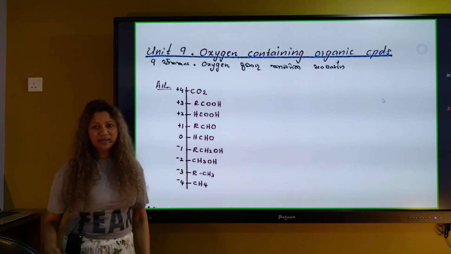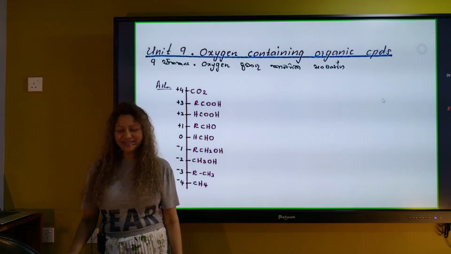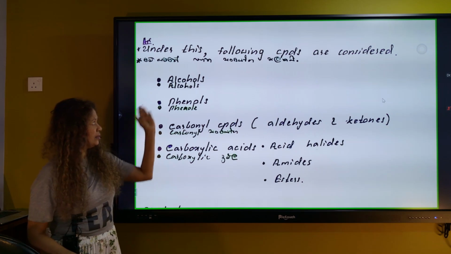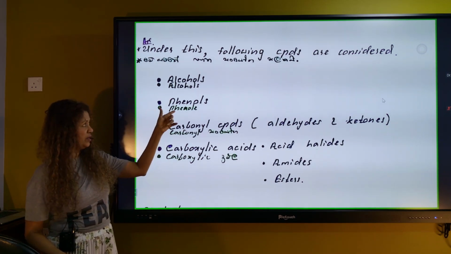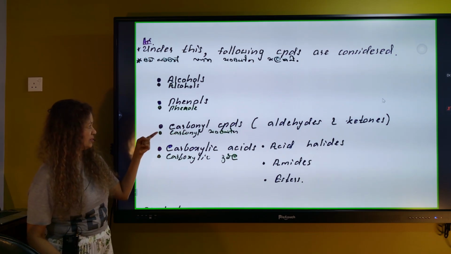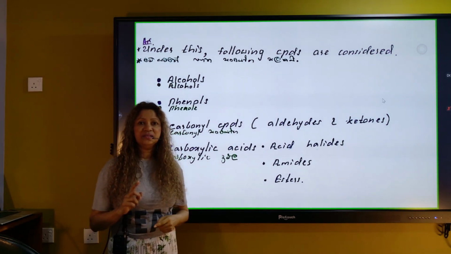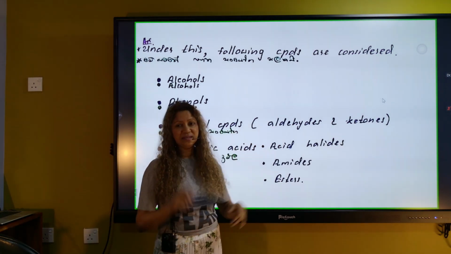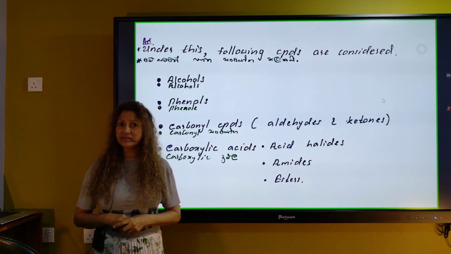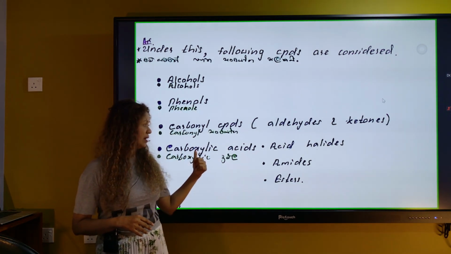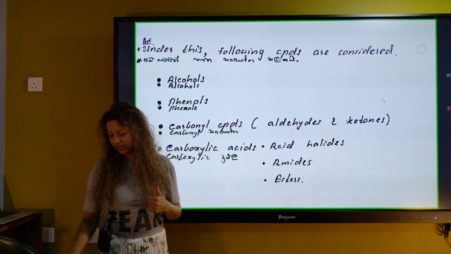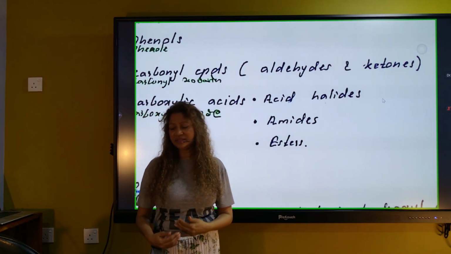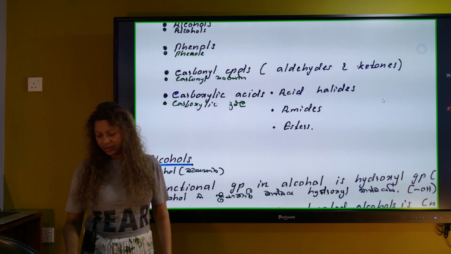The 9th unit is oxygen containing organic compounds. Under that, we're going to talk about alcohols, ROH, phenols, benzene joined with OH, carboxylic acids, RCOOH, and then carbonyl compounds, aldehydes, RCHO, and ketones, RCOR. Under carboxylic acid, there are 3 other derivatives that we're going to go on: acid halides, amides and esters. All these are coming under the 9th unit.